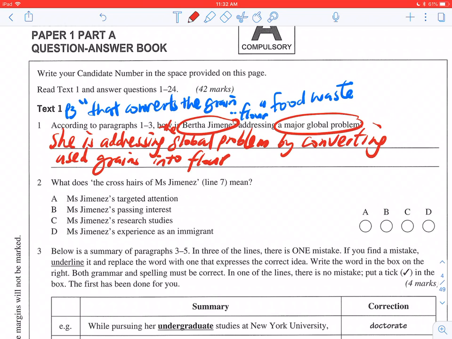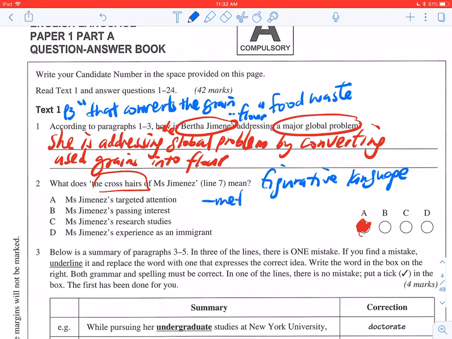Okay, second one, 2A. Now, crosshairs. First of all, this question is on figurative language. That means the writer is trying to create a metaphor here. So for the metaphor, you need to, of course, know the word here, crosshairs. So what does it mean by crosshairs?